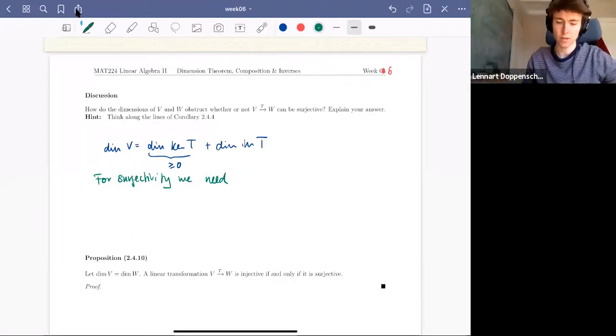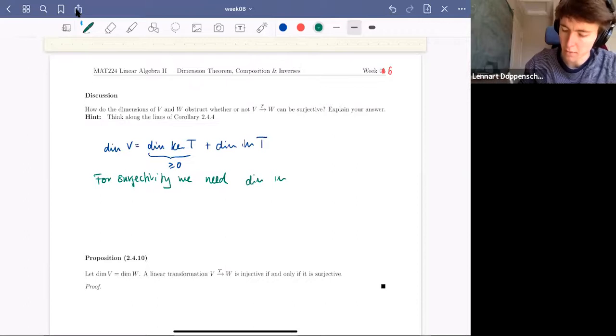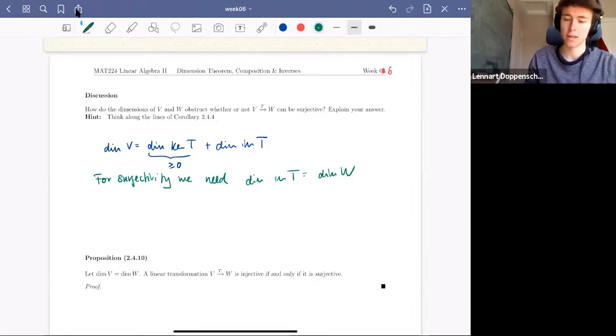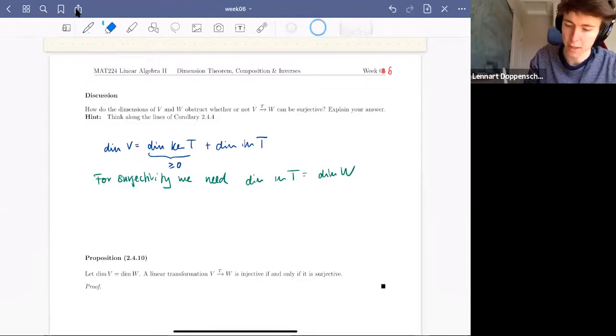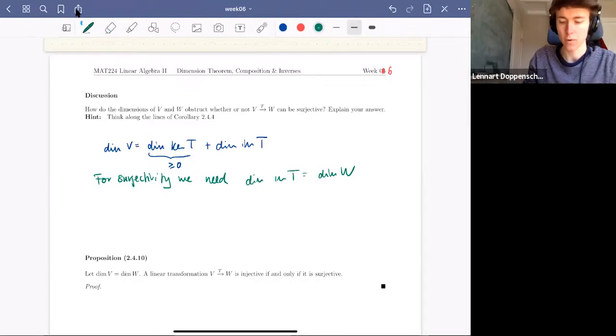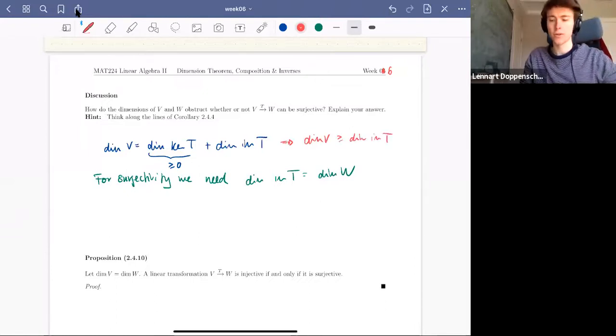Okay. Yes. So for surjectivity, it is correct that we need the dimension of the image of T to be the dimension of W. And we know that the dimension of the image of T, by the dimension theorem, has to be smaller or equal to the dimension of V. Because the dimension of the kernel can't be negative, the dimension of V is always greater or equal to the dimension of the image of T. You can also intuitively think about this as V being inserted into W, and maybe it is compressed, but you can never make the image bigger than V.